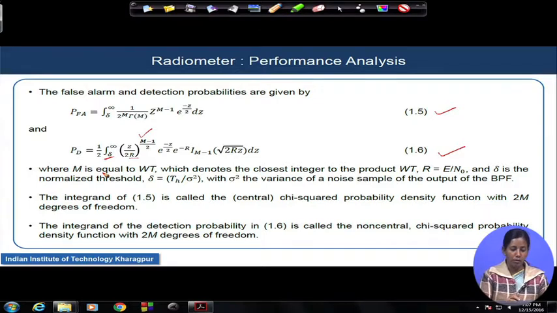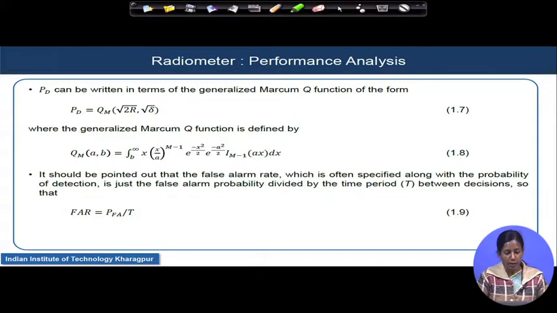And remember, in 1.5 we call this a central chi-square distribution with 2M degrees of freedom. The integrand inside in 1.6 is a non-central chi-square distribution. This is a central chi-square distribution, and this one is a non-central chi-square distribution of the same degree of freedom, 2M. So, we will always be concentrating on these two parameters in the corresponding slides.